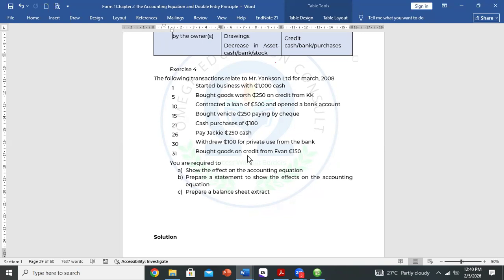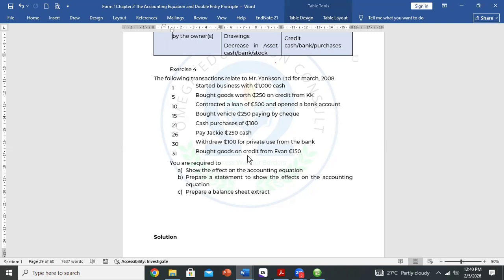Sir, please, are we doing it in a tabular form? Yeah, you can do it in a tabular form, or you can present it in a way that you do not put it in a table. You just write the transaction, and under the transaction, you write increase in assets in bracket cash and decrease in liability in bracket creditor.